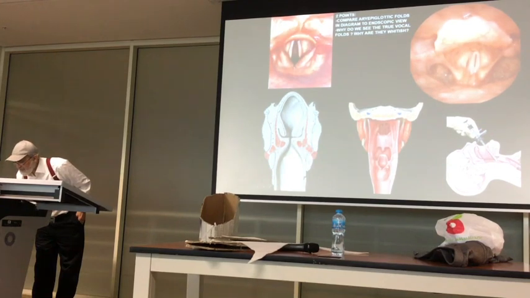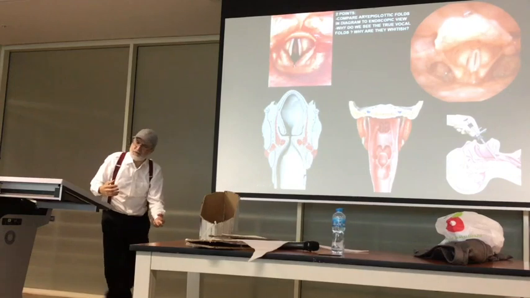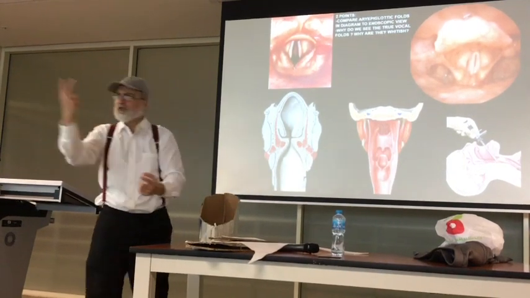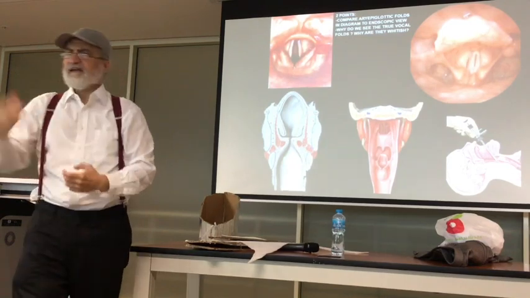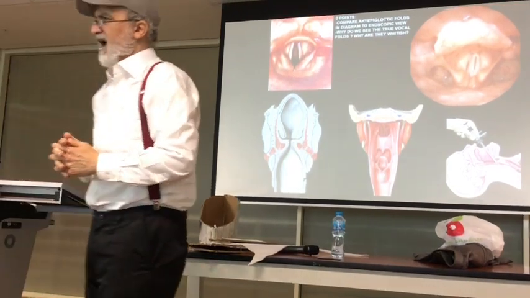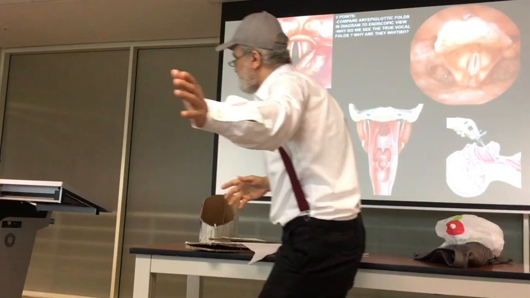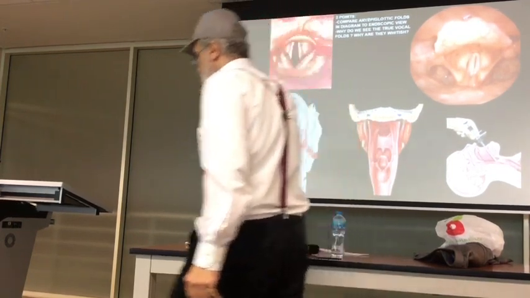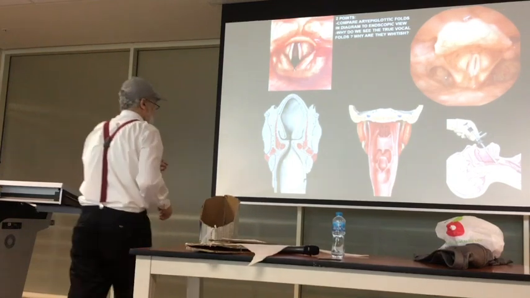Here is quadrangular membrane, and here is thyroid membrane. This is why in 2009 I said the pyriform fossa is a space between two membranes. Laterally is thyroid membrane. Medially is quadrangular membrane. The space between two membranes.